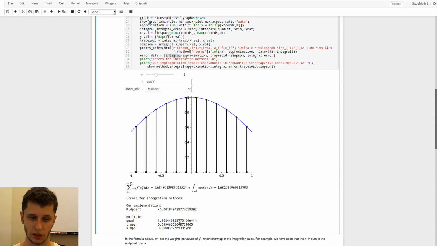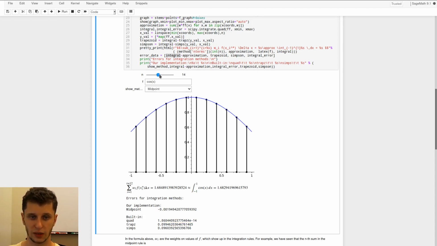In this case, the midpoint rule clearly beats the built-in trapezoidal rule, and even beats the built-in Simpson's rule, which is rather surprising. But of course, it's much, much worse than the built-in quadrature method, which uses some more advanced techniques, and it achieves an error of 10 to the minus 14, which is pretty close to the machine precision.